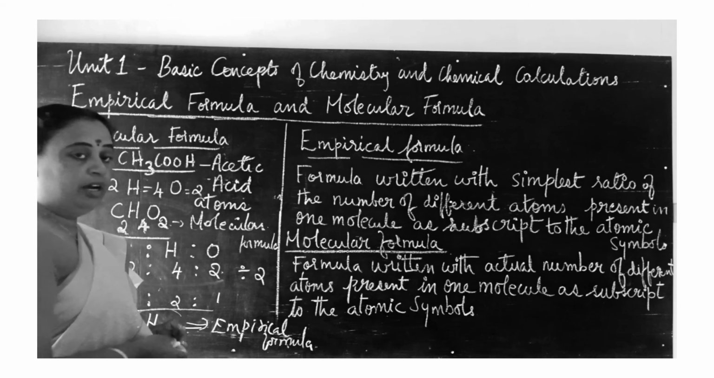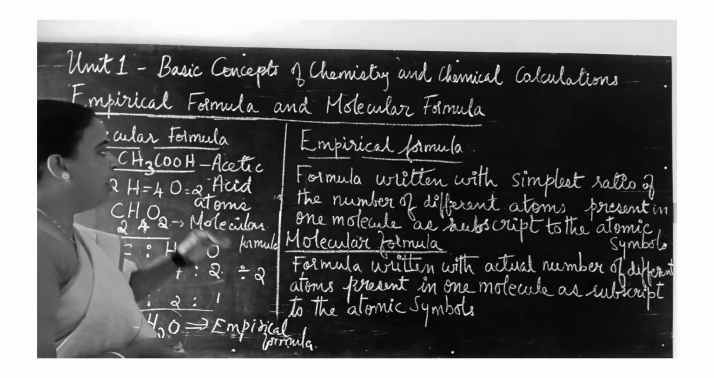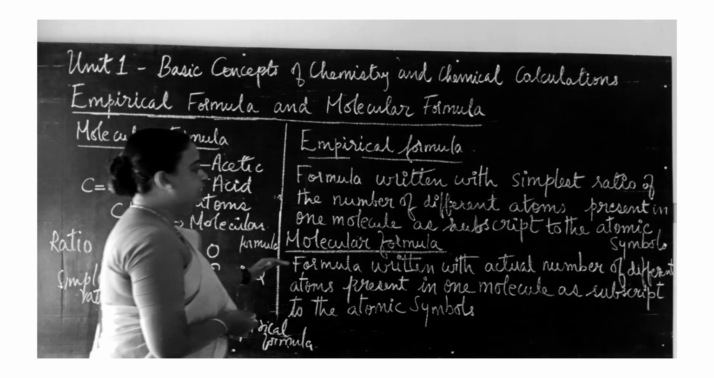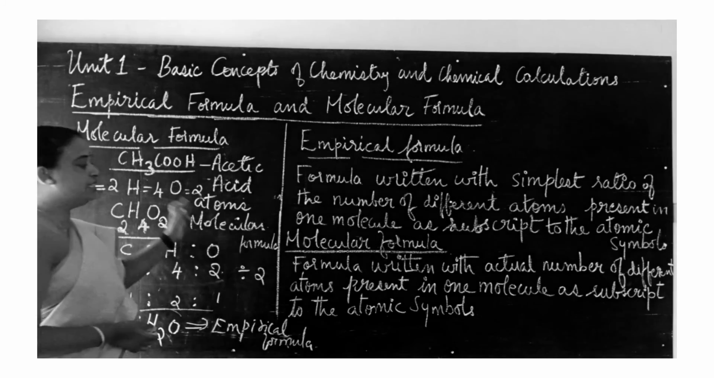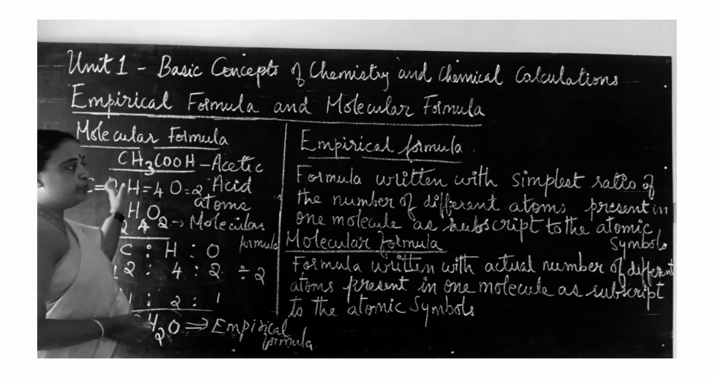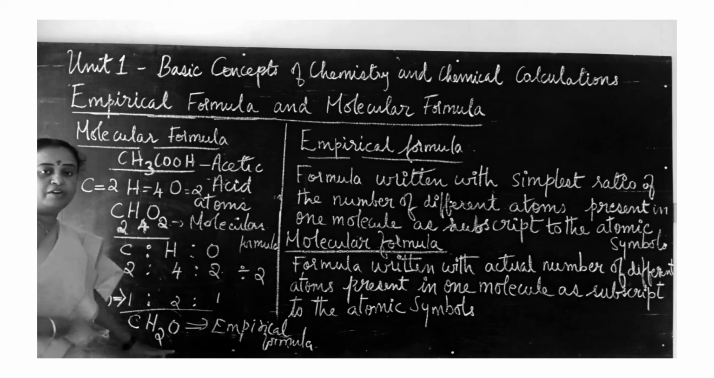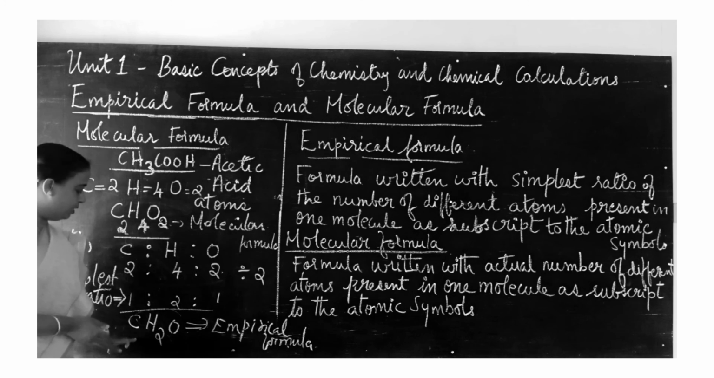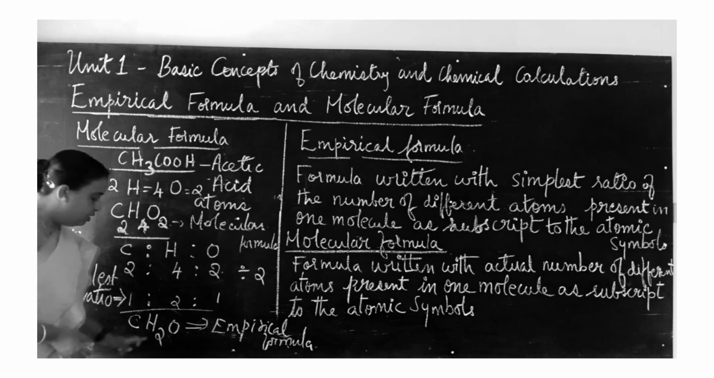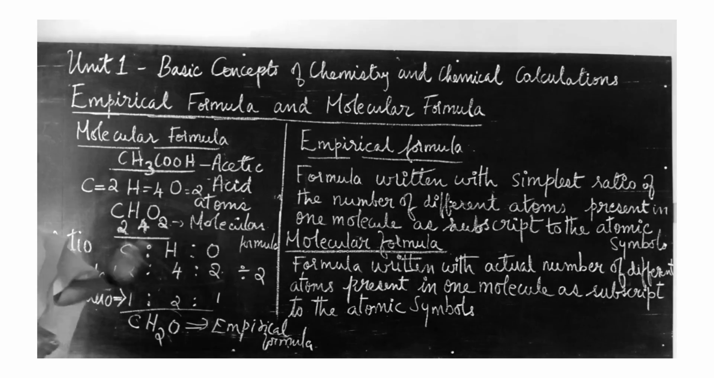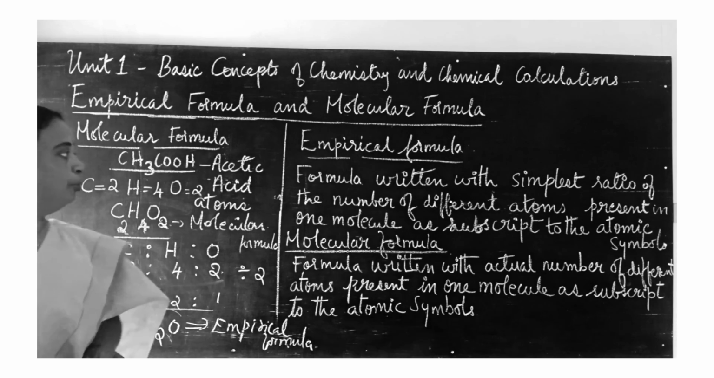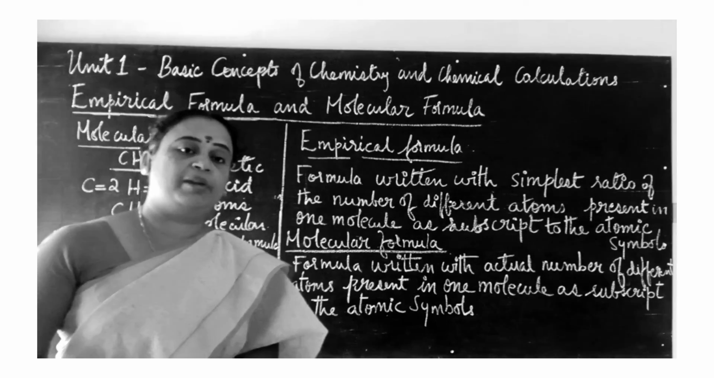Fine. So you understood the difference between molecular formula and empirical formula. Molecular formula is the actual number of different atoms present in one molecule of the substance, whereas empirical formula is written as the simplest ratio of the number of different atoms present in the substance as subscript to the atomic symbol. I hope you understood the difference between empirical formula and molecular formula.